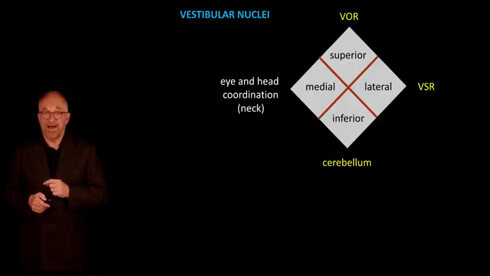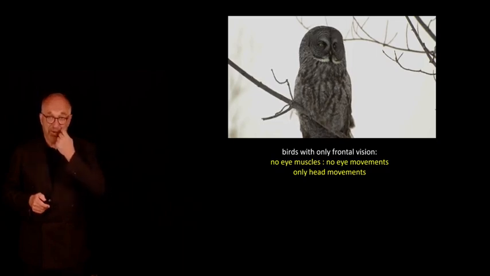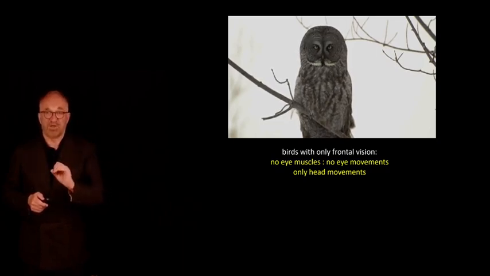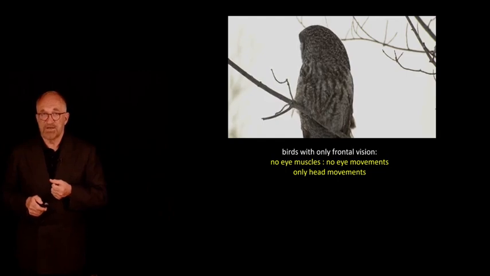Okay, then we have eye and head coordination in the neck. So here you can see a bird without eye muscles. So he needs simply to look all over the place by rotating the head, because there are no eye muscles, there's no eye movement.